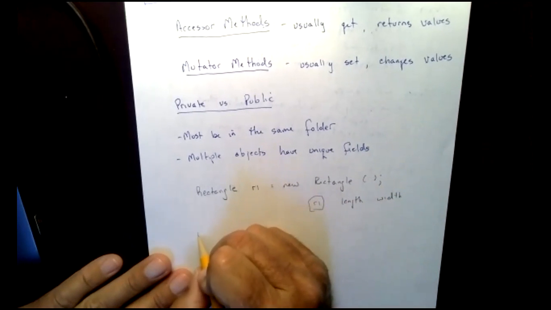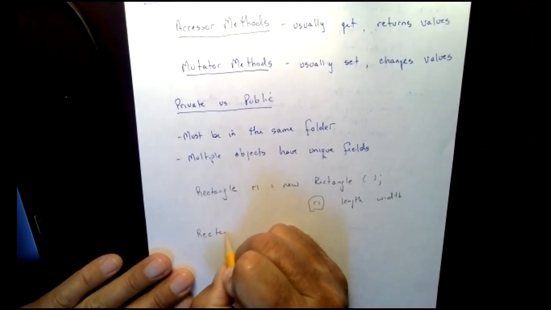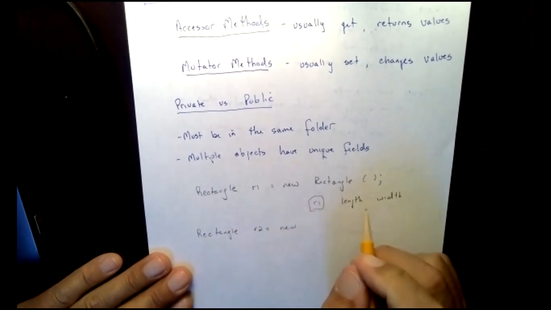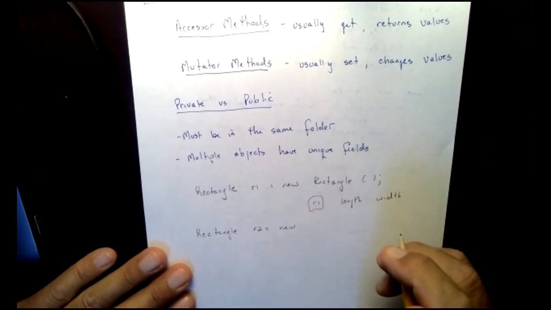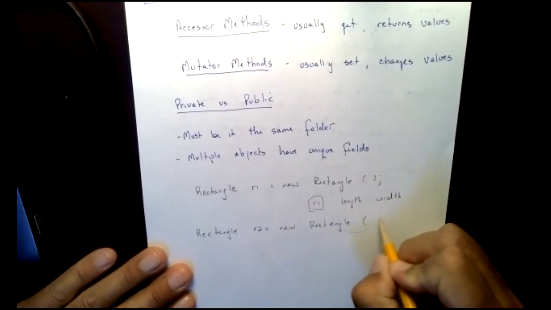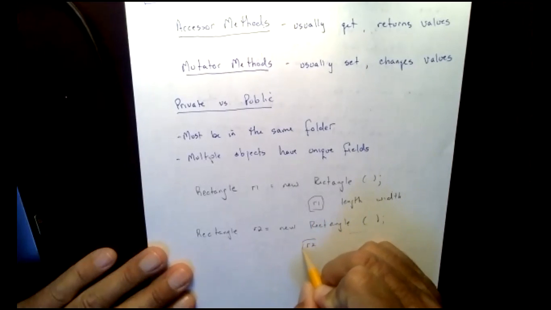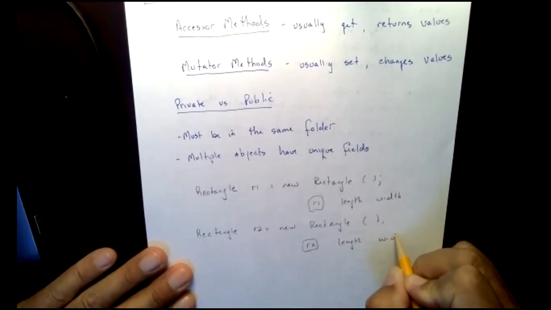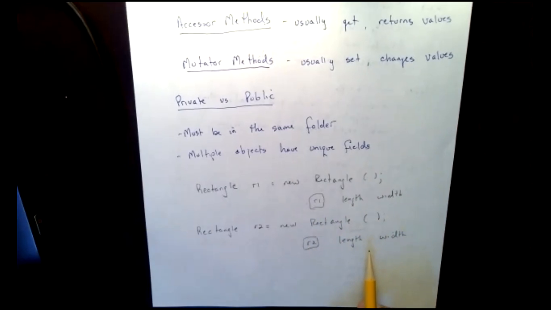If I now do another object, Rectangle R2 equals new, don't say D2. Thank you. Rectangle. R2 is a new object and it has its own length and width. Okay, the length and width for R2 are different than the length and width for R1. So I could keep making objects and they would keep being unique with their lengths and their widths.